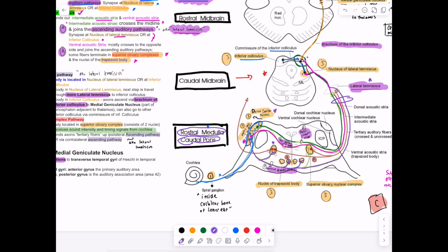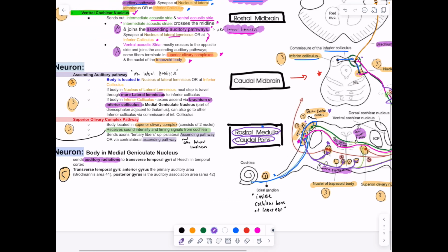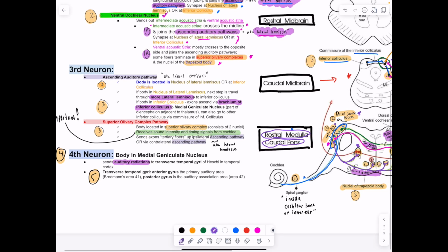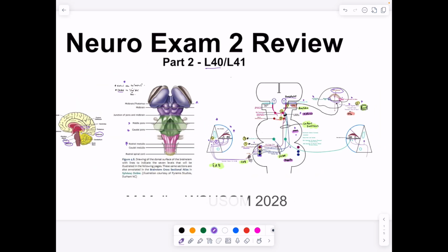Okay, then we have, what about this section that ended at this ventral cochlear nucleus, sent out a ventral striae that also ended at the superior olivary complex? Well, the superior olivary complex, so we're dealing with right here. I haven't quite gotten to this part yet, but the superior olivary complex is going to do two things. One, it's going to receive sound intensity signals and timing signals from the cochlea itself. And so we can actually see that here.